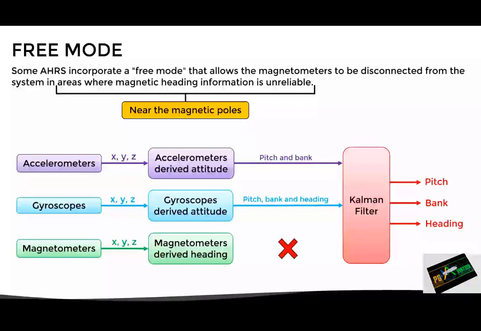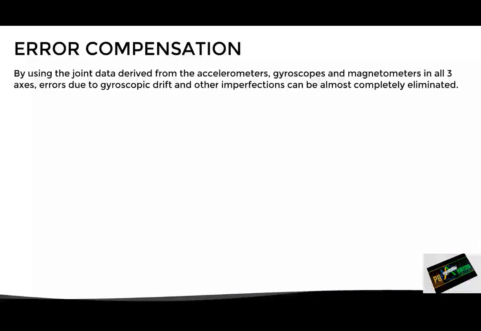Now, since we have seen how the sensors of a MEMS system work, we must say that the Kalman filter allows for error compensation, since by using the joint data derived from the accelerometers, gyroscopes, and magnetometers in all 3 axes, errors due to gyroscopic drift and other imperfections can be almost completely eliminated.